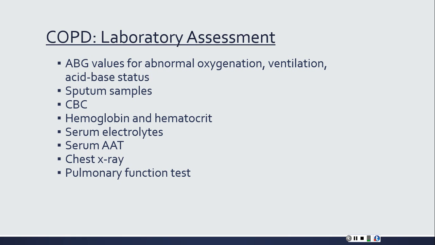Chest X-ray, we want to evaluate the structure and function. We want to evaluate the ability of the lungs to expand. Are the lobes nice and open? Lungs nice and open to be able to fill with air. And then also our pulmonary function test we talked about before. Evaluate that ability to expand and then contract. What's the volume? What's the vital capacity there?